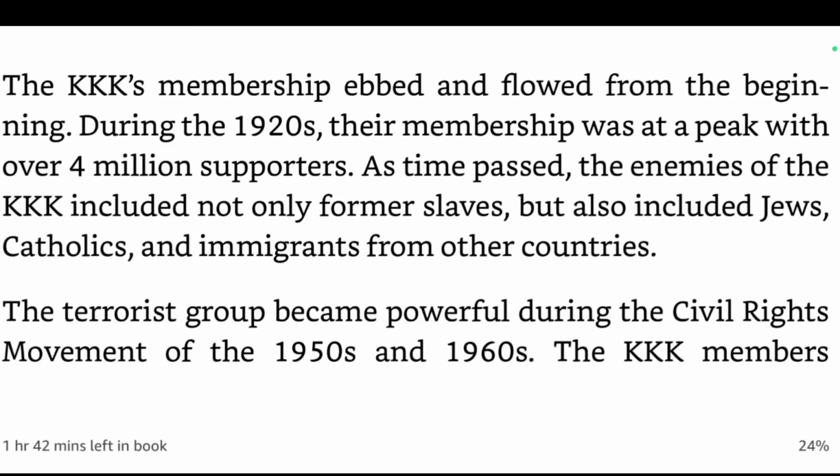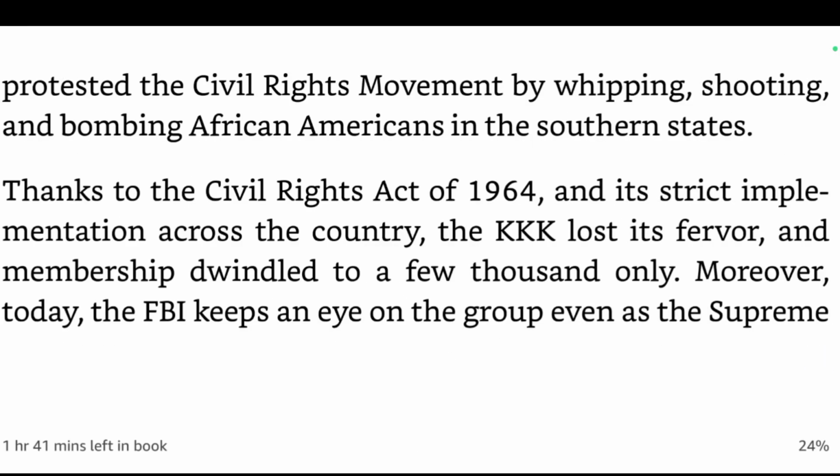The KKK's membership ebbed and flowed from the beginning. During the 1920s, their membership was at a peak with over 4 million supporters. As time passed, the enemies of the KKK included not only former slaves but also Jews, Catholics, and immigrants from other countries. The terrorist group became powerful during the civil rights movement of the 1950s and 1960s. The KKK members protested the civil rights movement by whipping, shooting, and bombing African Americans in the southern states.